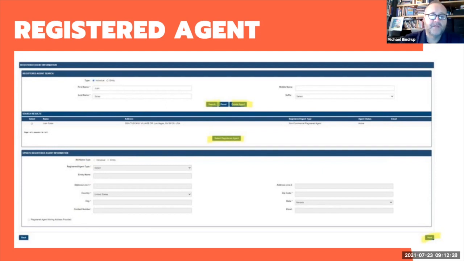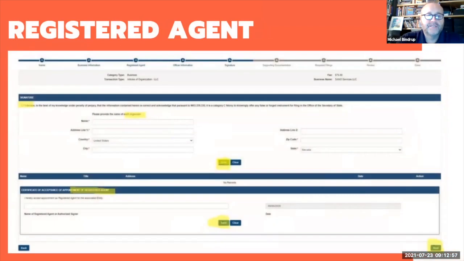So we go ahead and we put the name of the registered agent in here. If they are a commercial registered agent, so they do this for a living, they have a business that does registered agent services, or they're an attorney or CPA or somebody that's handling that, they'll be in the system and you can find them. If not, you can put them in there. In this case, we have Juan as our registered agent. So we put Juan in there, and we update and put all the information in, and then hit next.